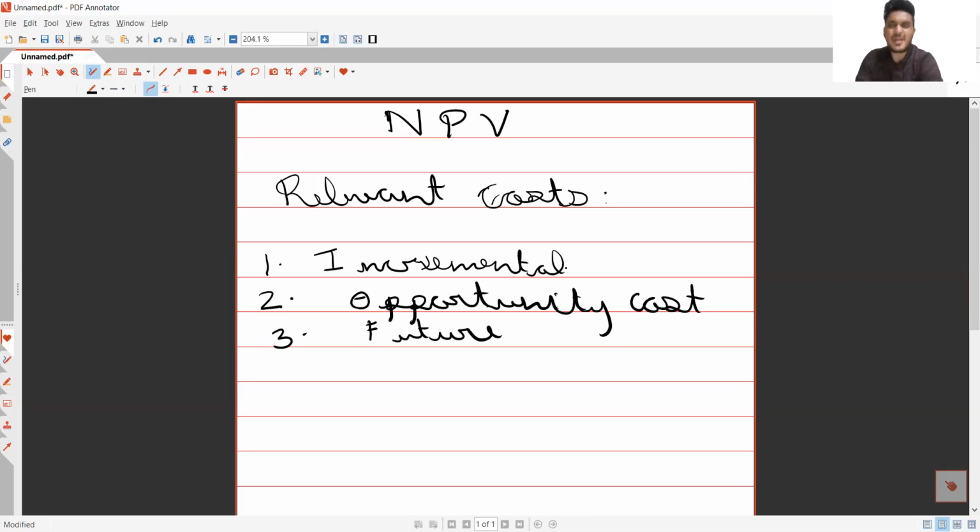So guys, what do we mean by incremental costs? Now, please make sure that these are the costs, or rather I would say better than costs, you can use the word cash flows, relevant cash flows. So please make sure that whenever you get an NPV question, you only include cash flows which meet this criteria, especially the first one, incremental. Now, what is incremental? Any cash flow that arises as a result of a decision made is incremental.